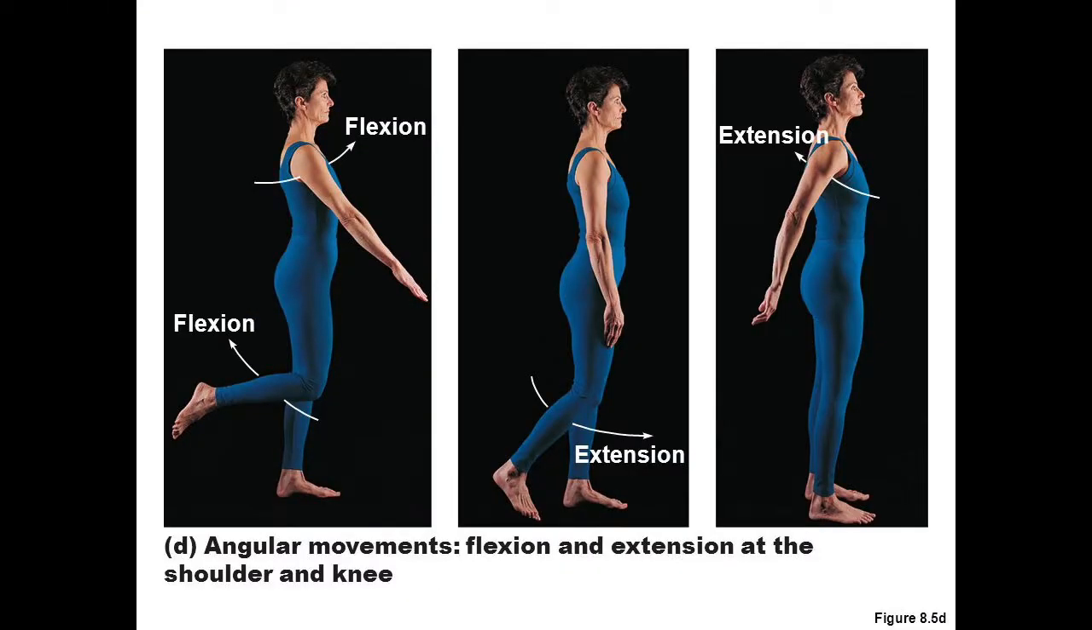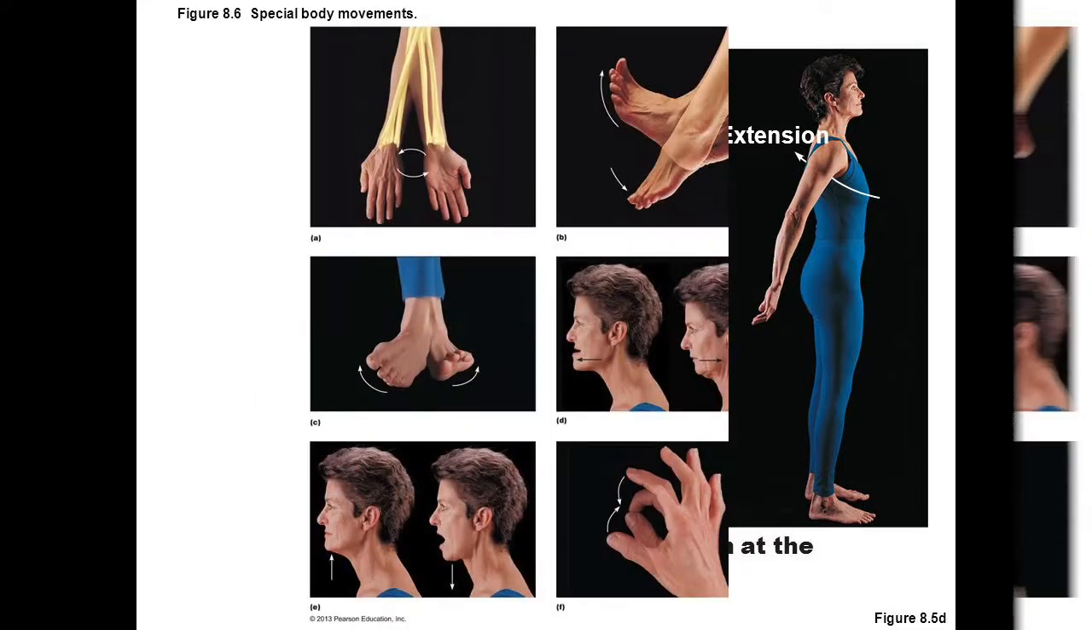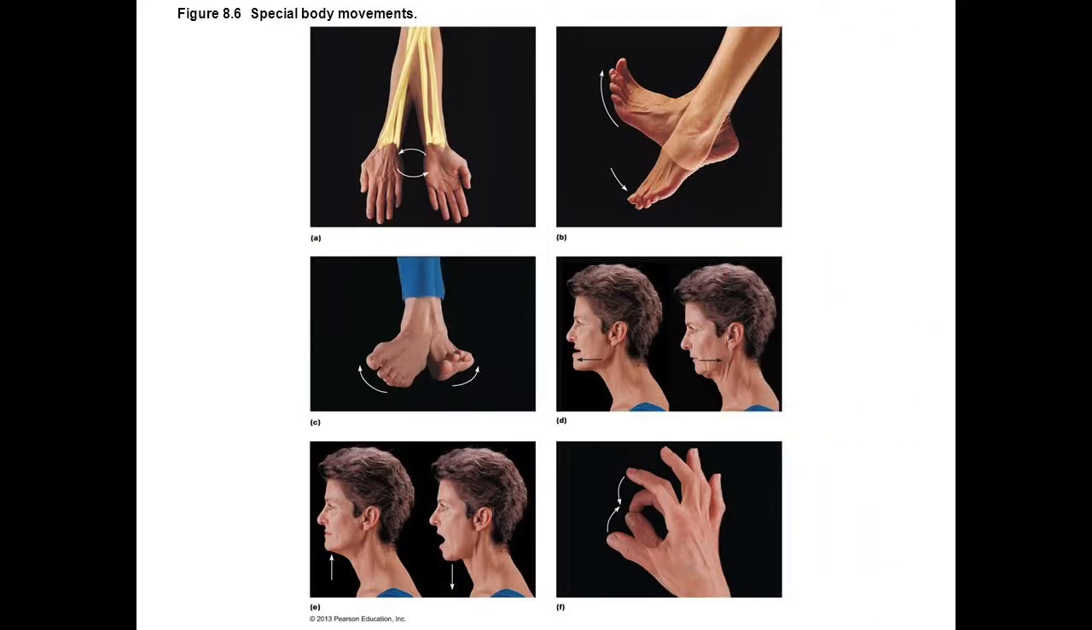In angular movements, there is an increase or a decrease in the angle between articulating bones. The major angular movements are flexion, extension, lateral flexion, hyperextension, abduction, adduction, and circumduction. We are going to talk about the special movements.